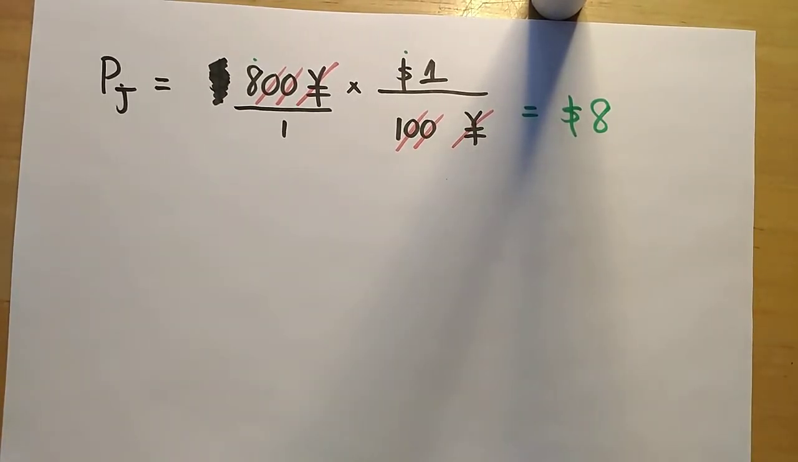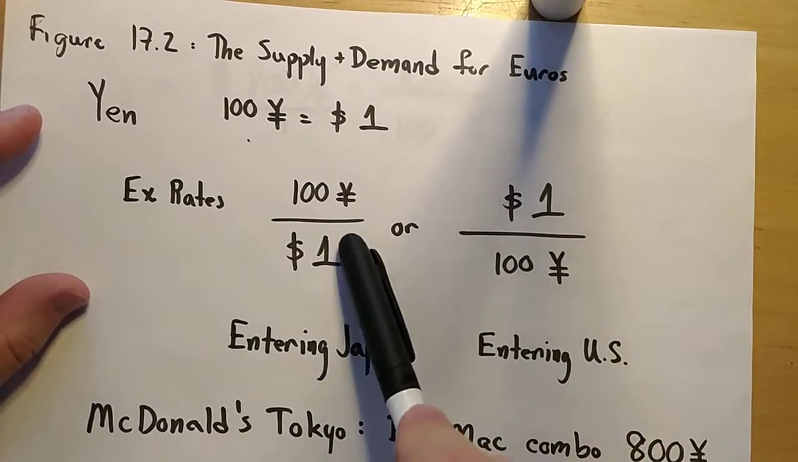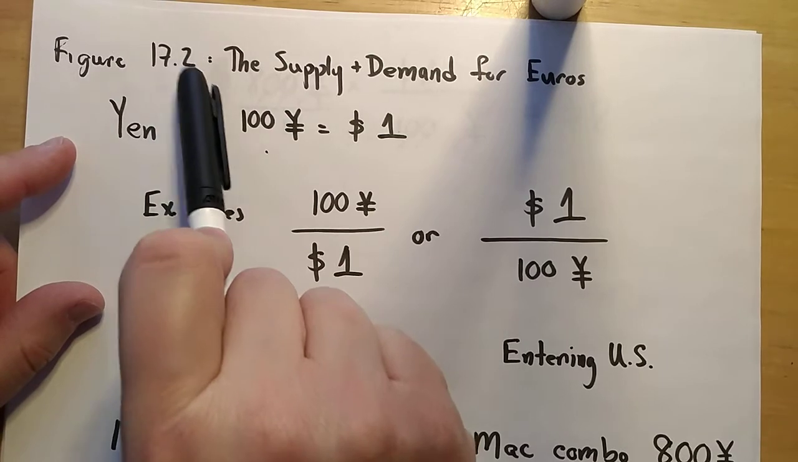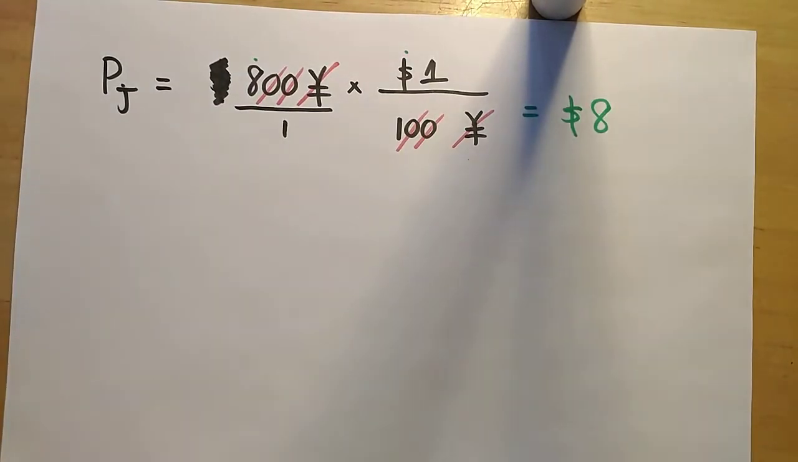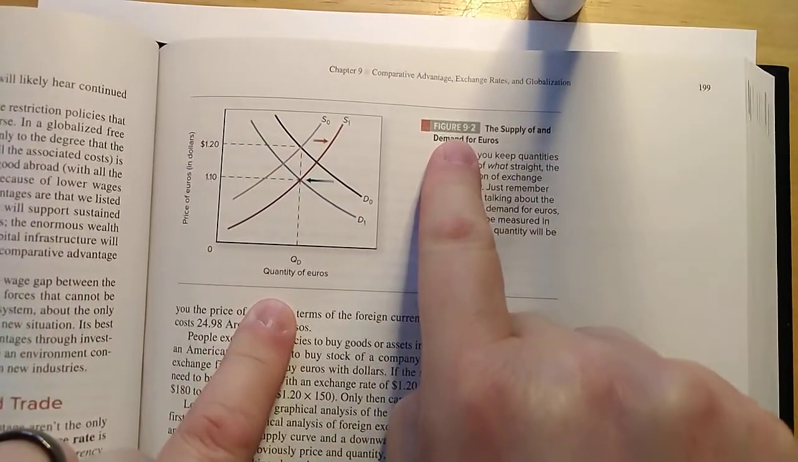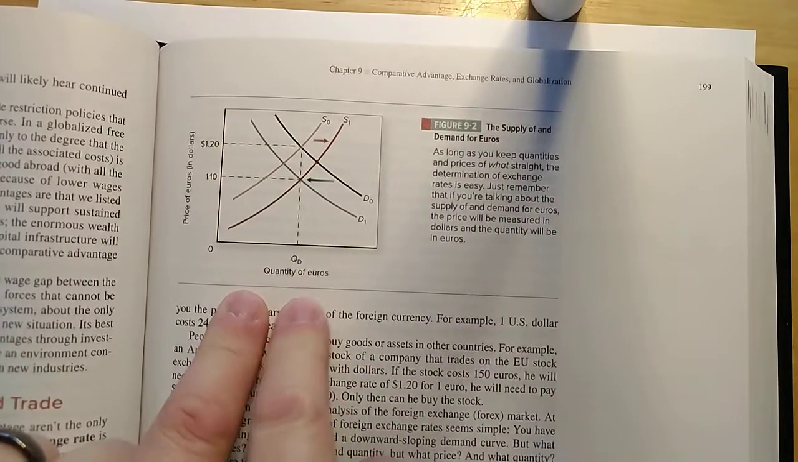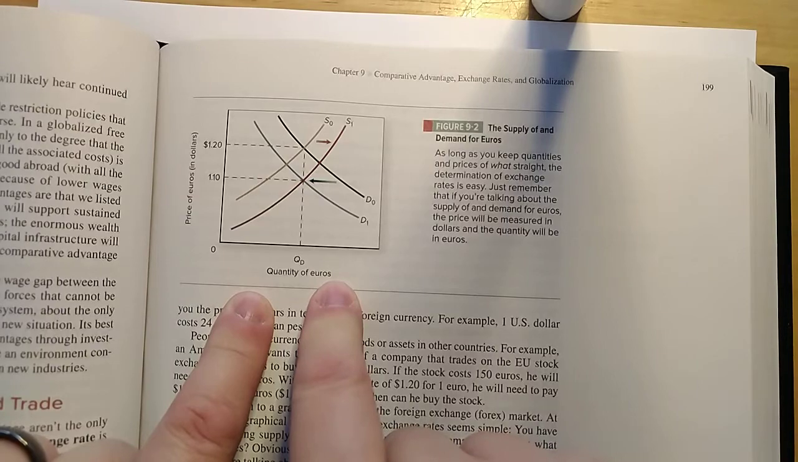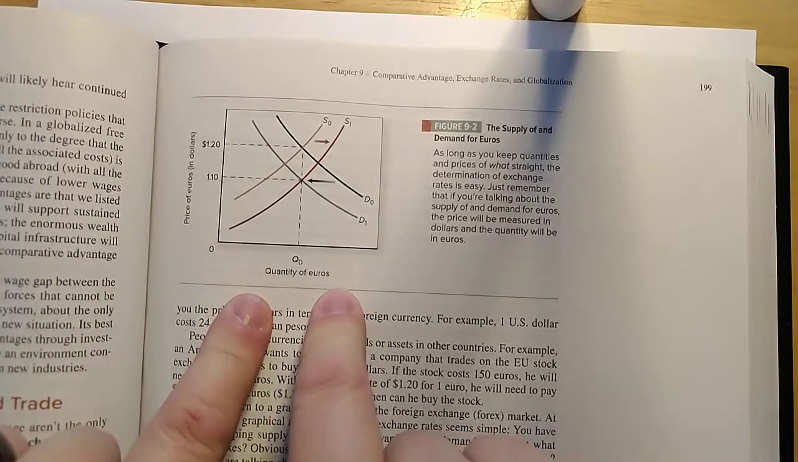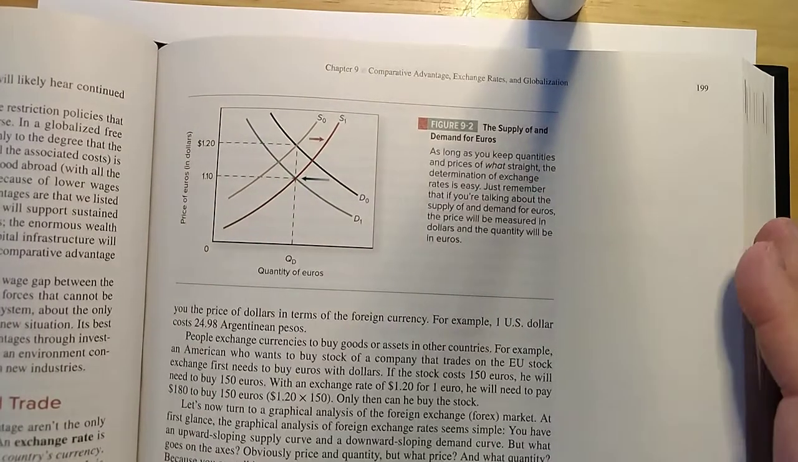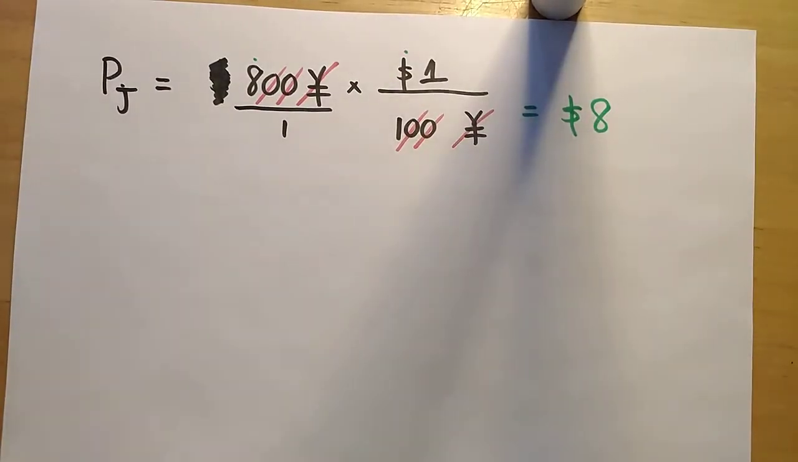The question now is, where do these numbers actually come from? Well, that's where figure 17-2 comes in. And the problem with figure 17-2, and let me bring it over here. Now I'm using the hardcover edition of the book, so it's chapter 9 in this book. The problem with this is that they have one diagram instead of two. Now they're talking about euros. We're going to be talking about dollars and yen, but really what there ought to be is two diagrams kind of near each other, not side by side, but near each other.